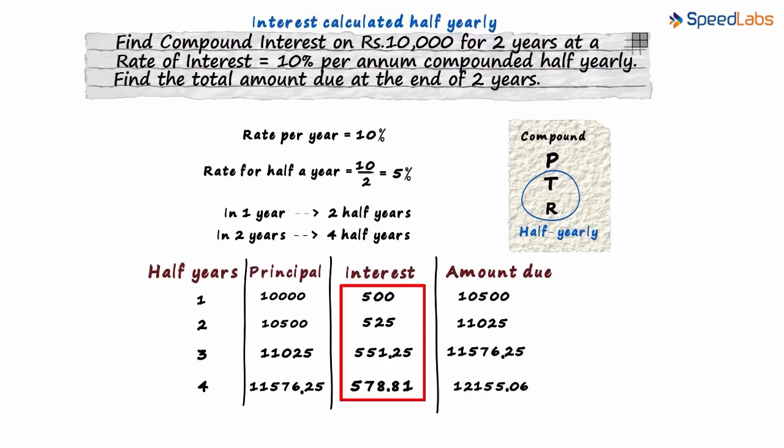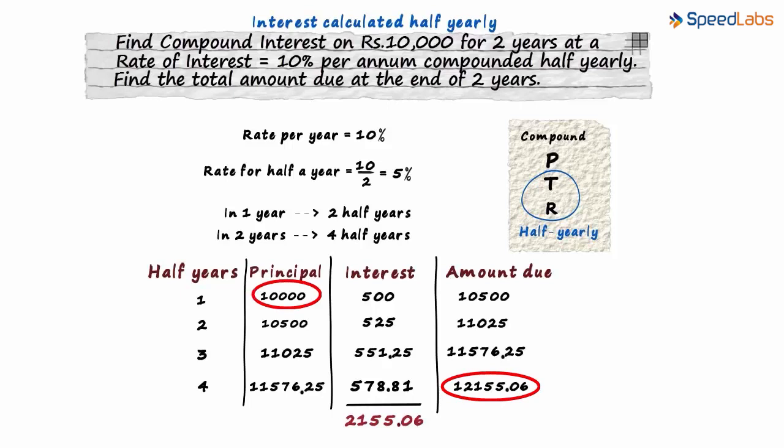If we add up the interest, we get the total compound interest as 2,155.06, which is also this minus the initial principal. So what we found out is basically the compound interest on a principal of 10,000 rupees at the rate of 10% per annum compounded half yearly for a period of 2 years.